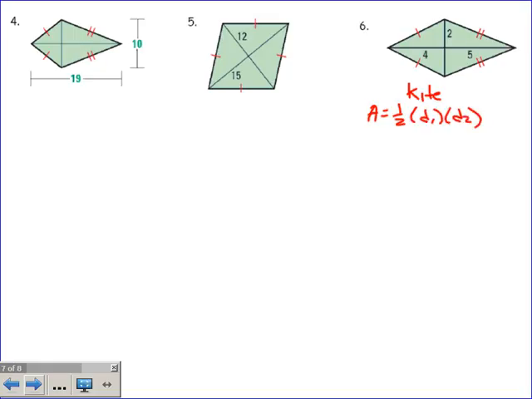So it'll be 4. This length is 4, this length is 5. And I'll set 9. So that's going to be 9, that's going to be one of them. And then one of the properties of a kite is these shorter sides have to be the same length. So that's 2, this one has to be 2. 2 plus 2 is 4, you got it. What's half of 4? What's 2 times 9? 18. So we have 18 square units.